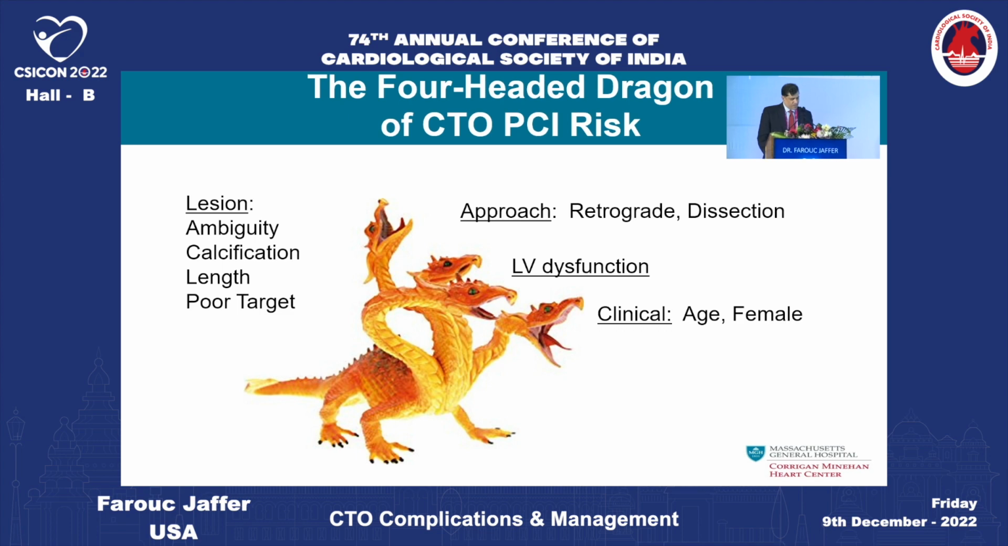All right, so I think this outline really demonstrating the risk profile of what we face with CTOs is helpful in terms of understanding how complications can occur. But there are lesion-specific levels, the approach of how we choose to do this, as you just saw, retrograde, putting hemodynamic stress on patients. LV dysfunction is a critical modulator of poor outcomes, and then clinical risk factors as well.